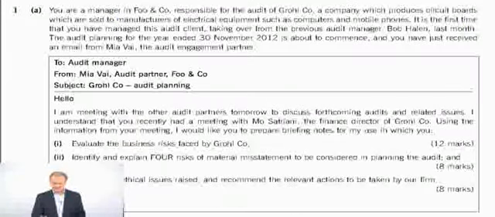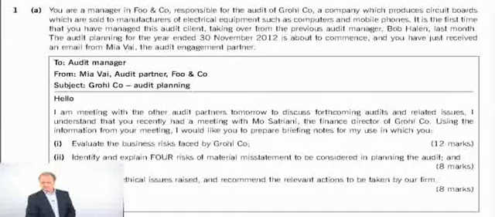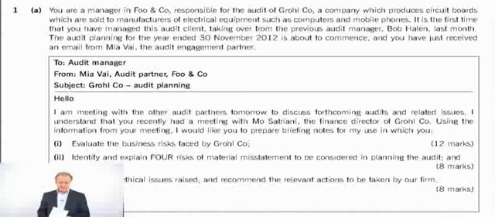There it is. So, you are a manager in FOO, responsible for the audit of Grohl, a company which produces circuit boards sold to manufacturers, la la la. First time that you've managed the client, audit manager taking over. So second time we're doing a question where we're taking over from the previous audit manager. Interesting. The year end is the 30th of November.